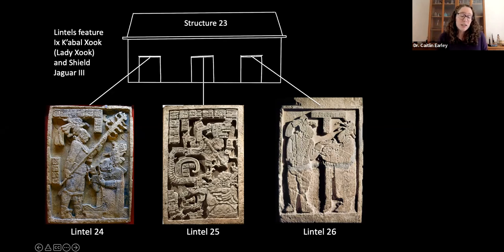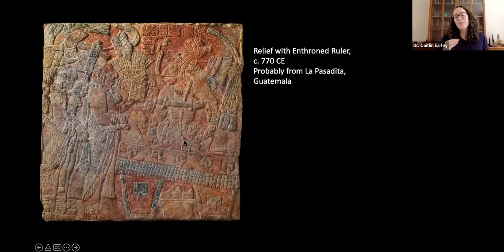These would have originally been painted, and we can see some really nice remnants of paint on lintel 24. But one important point about the painting is that painting on these lintels works to highlight some details, but potentially to obscure other details. So I'm showing you here a comparative image. So this is a different lintel, probably from the site of La Pasadita in Guatemala, and it has really fantastic paint remaining on its surface.